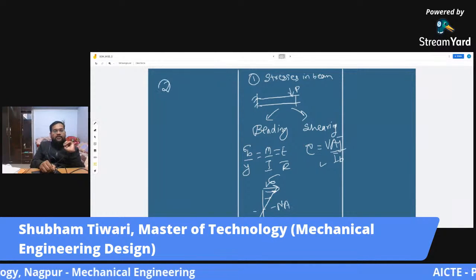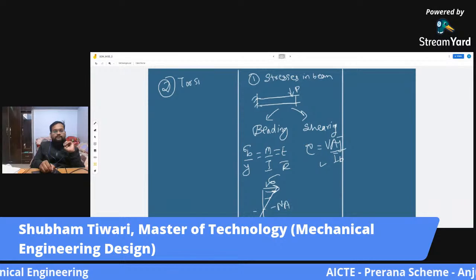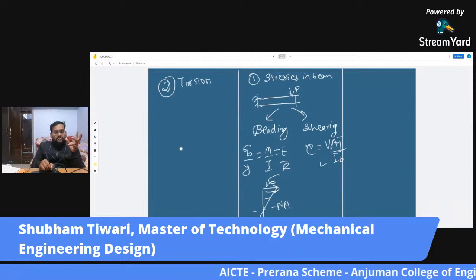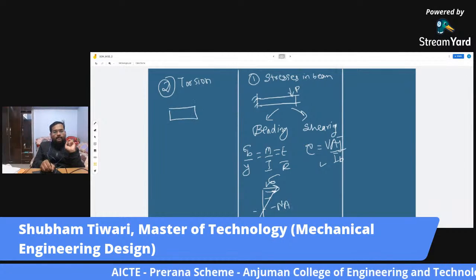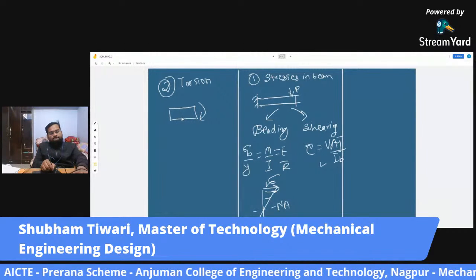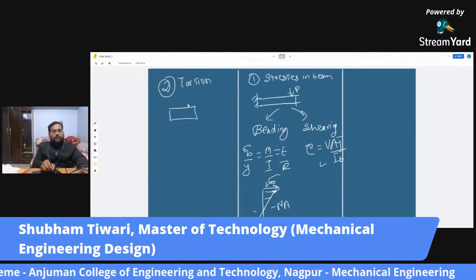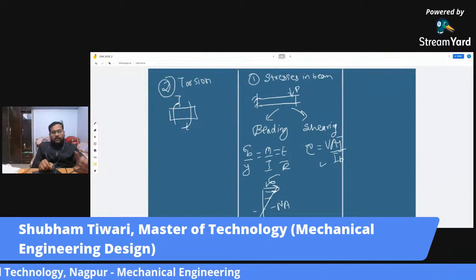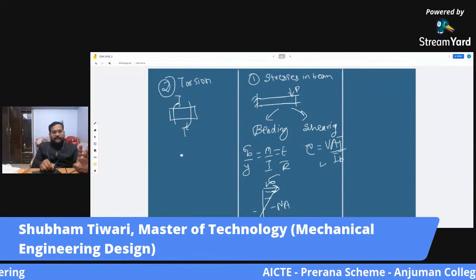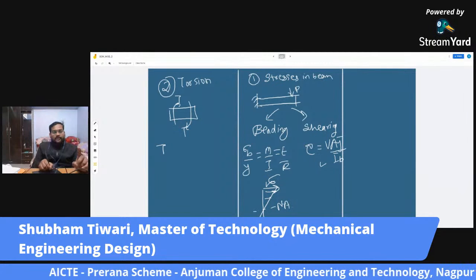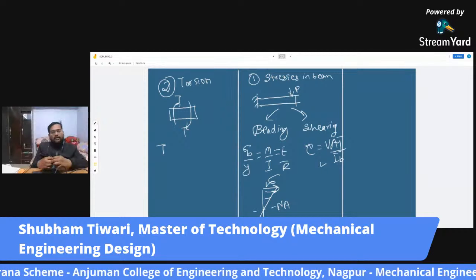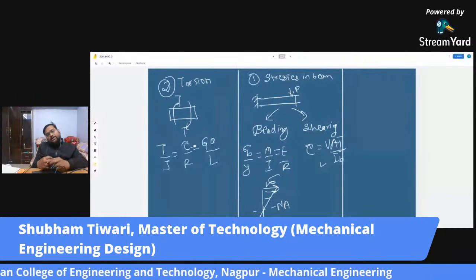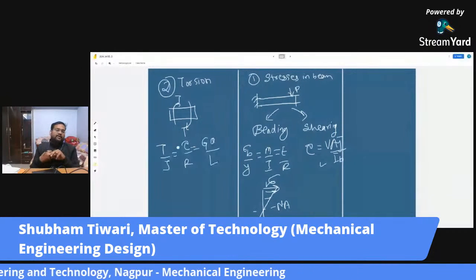Then the second topic that we saw was torsion. तो इसमें हमारा एक shaft होता है. The shaft को ऊपर ट्विस्टिंग मोमेंट अप्लाई होता है और बिकॉज ऑफ दैट मोमेंट ये टूट सकता है. इस इक्वेशन से हम फाइंड आउट कर सकते हैं उस shear stress की वैल्यू, the maximum shear stress की वैल्यू that is induced in your shaft.